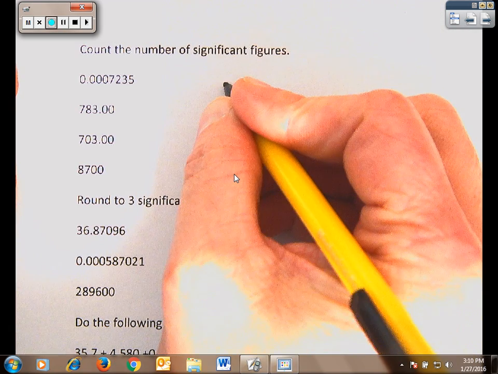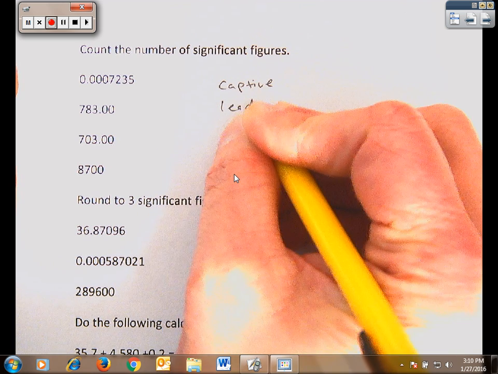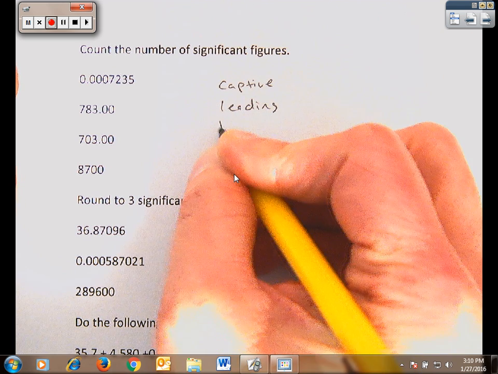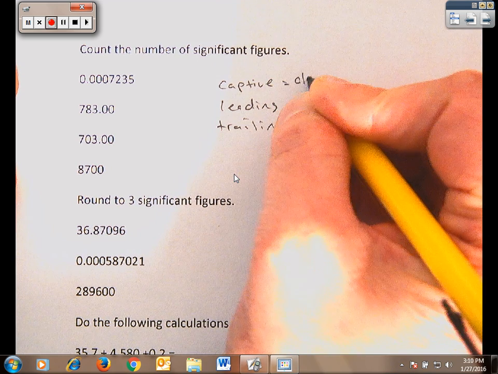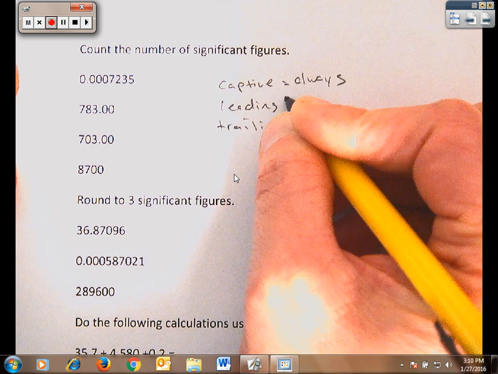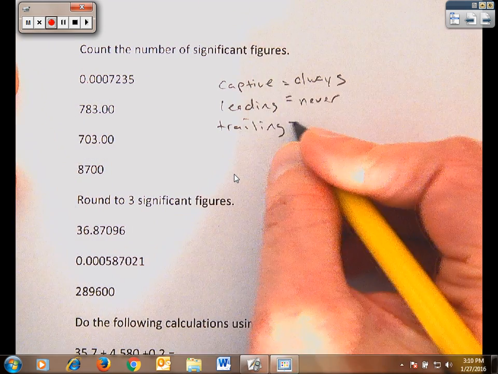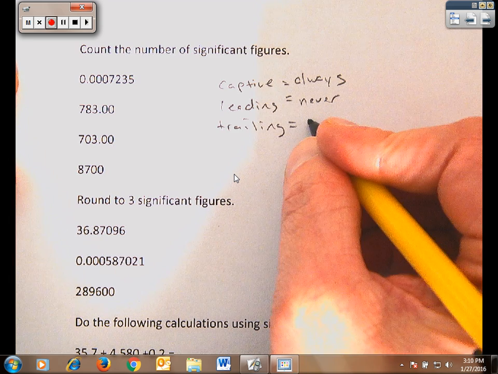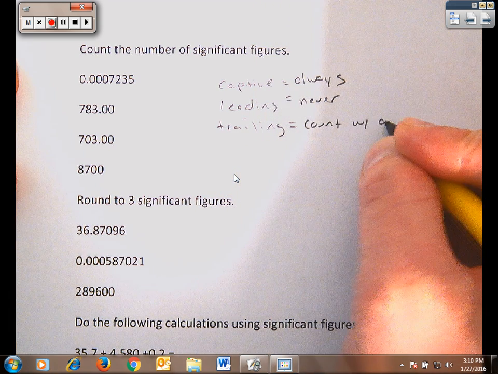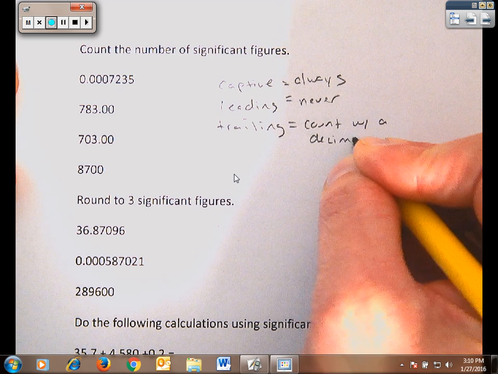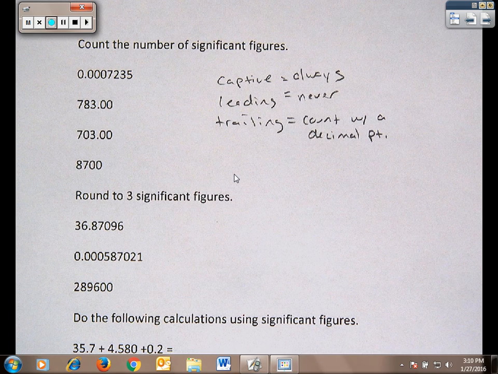We have captive, we have leading, and we have trailing. Captives always count. Leading never count. And trailing are conditional. They count with a decimal point. If there's no decimal point in the number, they don't count.